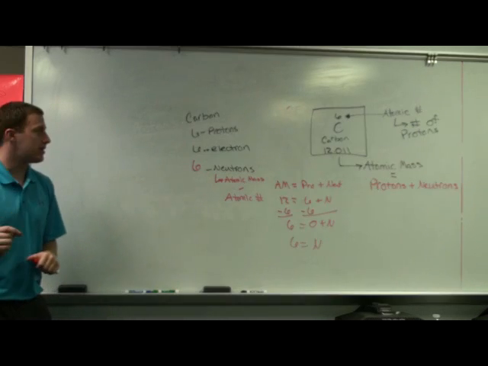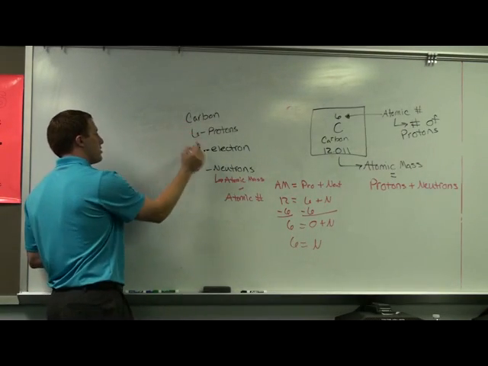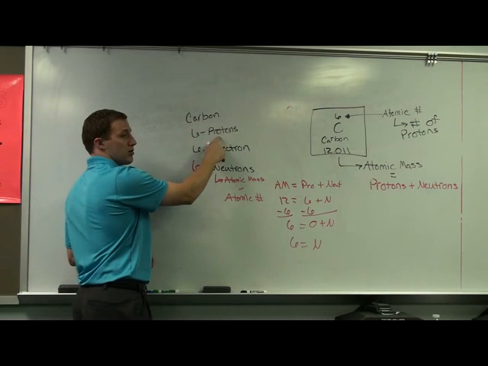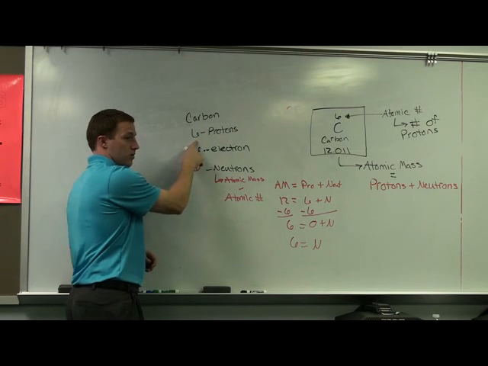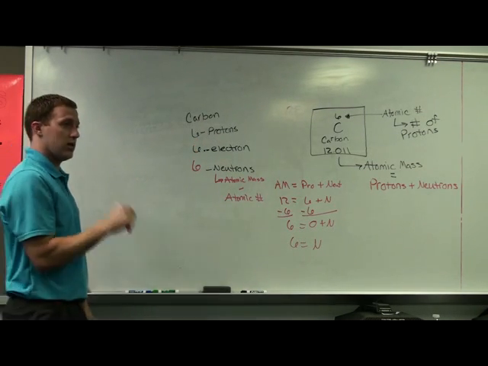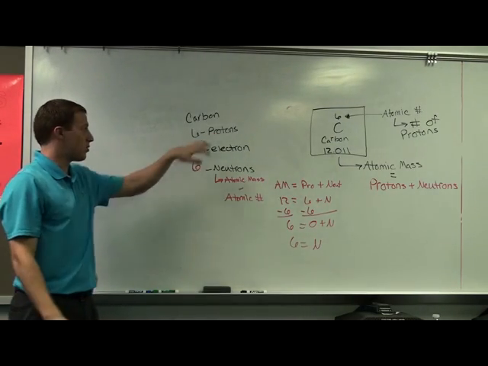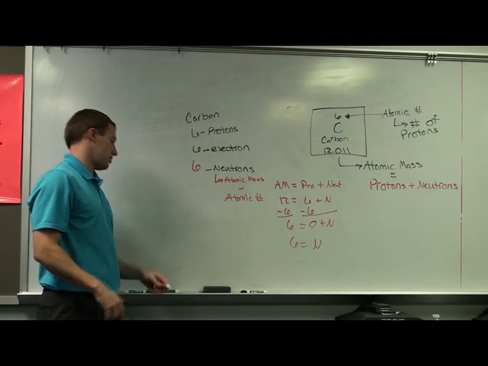So on the test, if they say, okay, you have a carbon atom, we want to know how many protons, neutrons, and electrons it has. First off, you look at the protons. If the number's not 6, do you want to choose it? No, you never choose it. So you can mark out whichever one has 7, whichever one has 5. Okay? And then you look at the electrons.